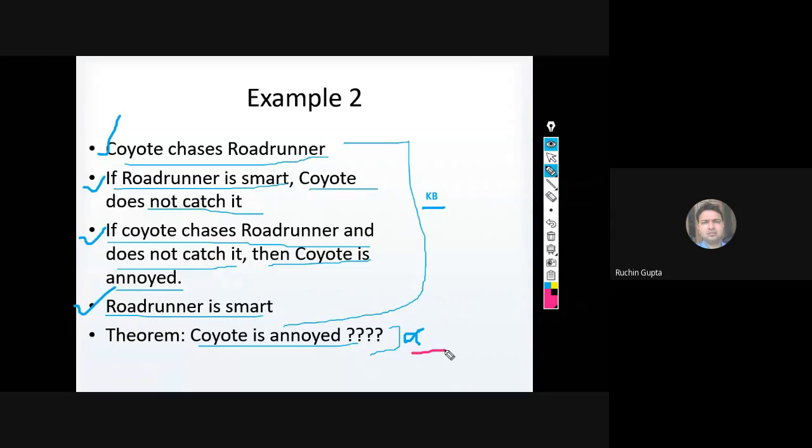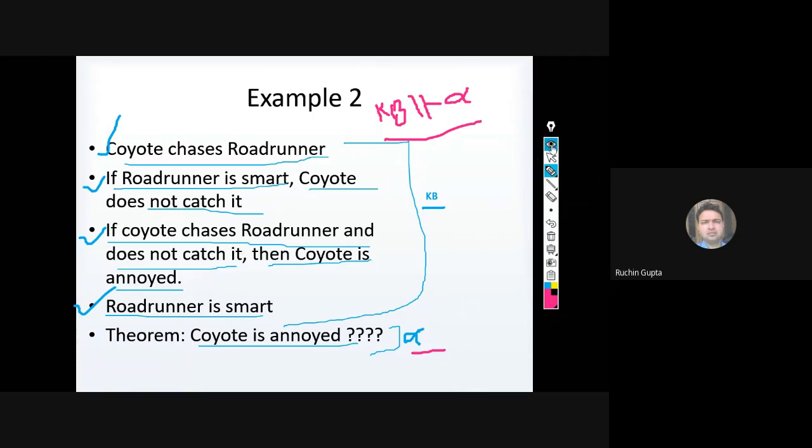So we need to prove that this KB can derive this alpha. So we will prove whether this alpha can be derived from the knowledge base. So what is the first step? First, we will convert all these facts into the propositional statements. Then we apply the resolution algorithm.